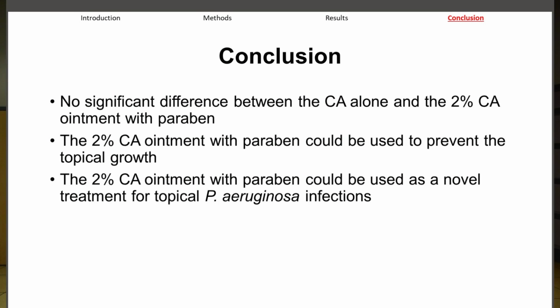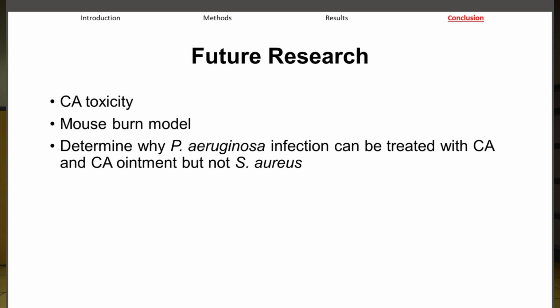Obviously not Staph, but what's interesting with that is, like I said in the beginning, gram-negative bacteria are intrinsically hard to treat because they have efflux pumps and all that stuff in the outer membrane. So we were really surprised that we weren't able to affect Staph aureus, but we could affect Pseudomonas. So in the future, what we want to do is look at cinnamaldehyde toxicity.